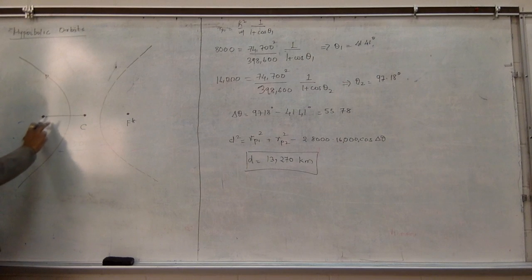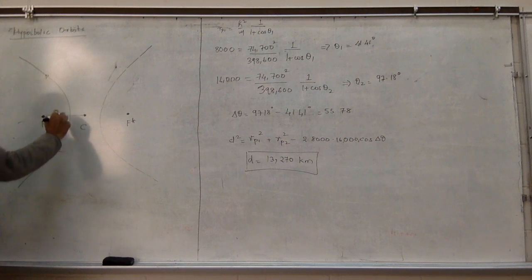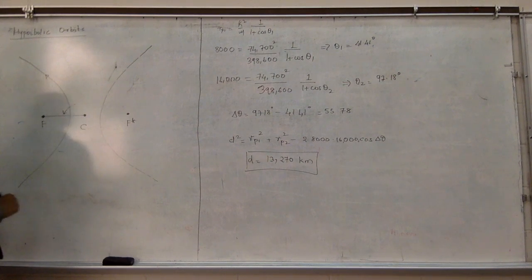So what is this? This is the occupied focus. This is the unoccupied focus. This is the center. What is this? RP. This is for the... This is the center. So what is this distance?